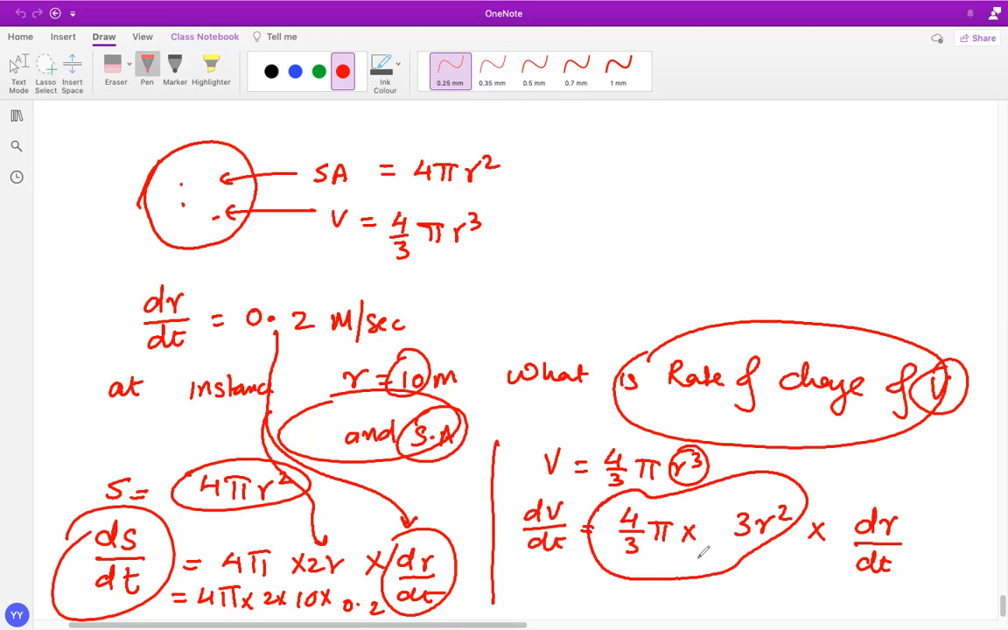This actually is dV by dr. Okay, and then you substitute the values here. So 4/3 pi times 3 times radius is 10 squared, times dr by dt, which is 0.2. And then you calculate the exact answer. So this is a basic concept linked with related rates. And let's take some more challenging problems on this concept.